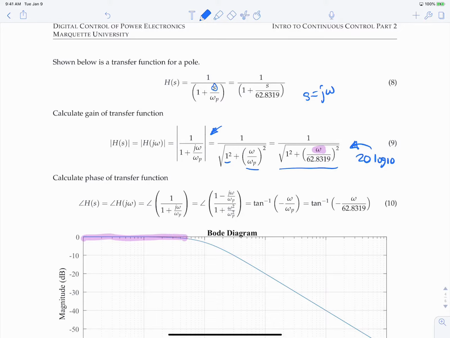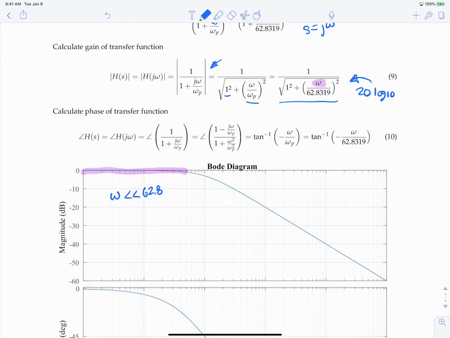This is where omega is much, much less than 62.8. Once you hit 62.83, then this factors into the gain, and you start to drop off at 20 dB per decade. You get this nice straight line like this. This is the opposite of a zero, which increases at 20 dB per decade. This one will drop off at 20 dB per decade, which you can see, for instance, from here to here. This is 1 decade. You drop 20 dB.